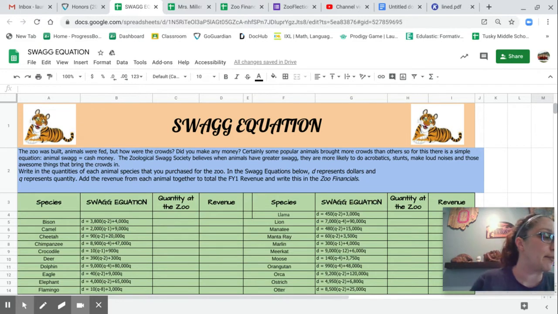So, we are going to look at the Swagg equation for today. The zoo was built, the animals were fed, but how were the crowds? Did you make any money? Certainly, some popular animals brought more crowds than others. So, for this, there is a simple equation. Animal swag equals cash money.